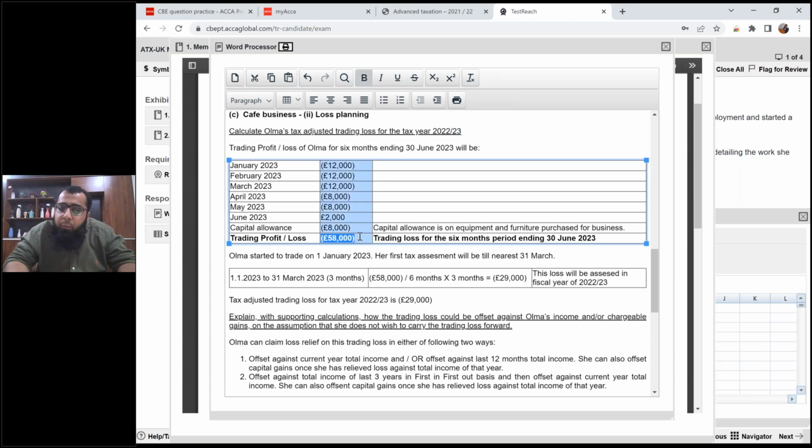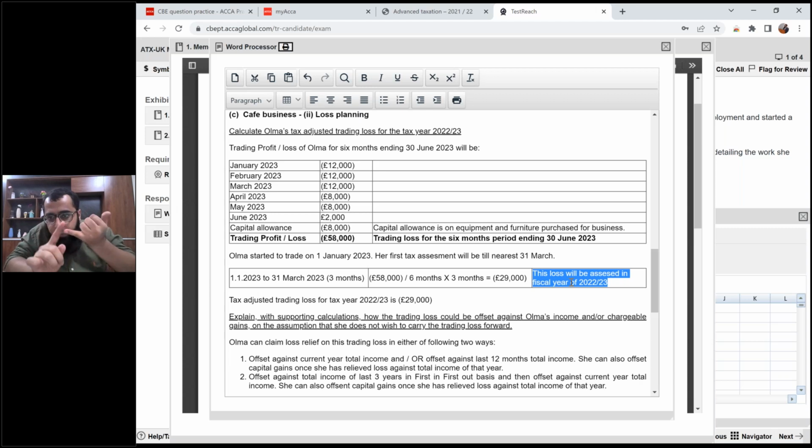we first made the accounting profit and loss. Then we applied the basis period and we identified the loss for the first fiscal. Okay. First you do the accounting period, then you do the basis period. Always remember, first you do the accounting period, then you do the basis period.